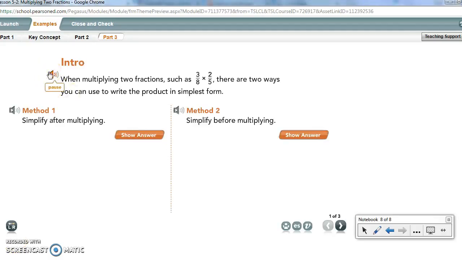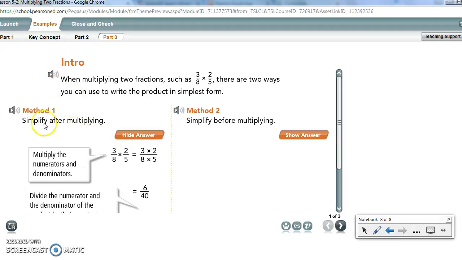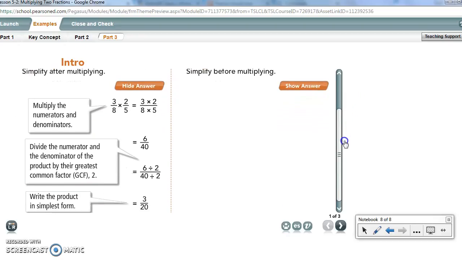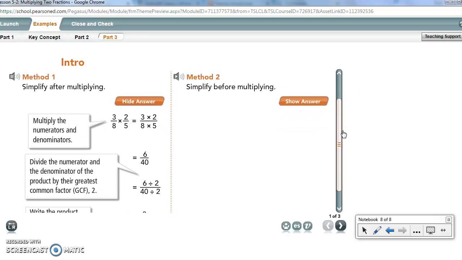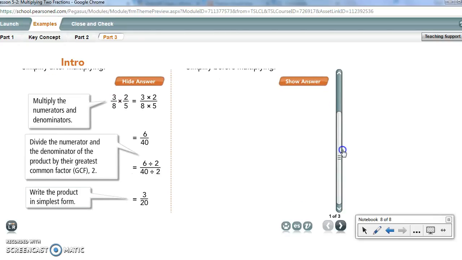When multiplying two fractions, such as 3/8 times 2/5, there are 2 ways you can use to write the product in simplest form. Method 1. Simplify after multiplying. Multiply the numerators and denominators. Divide the numerator and the denominator of the product by their greatest common factor, 2. Write the product in simplest form.